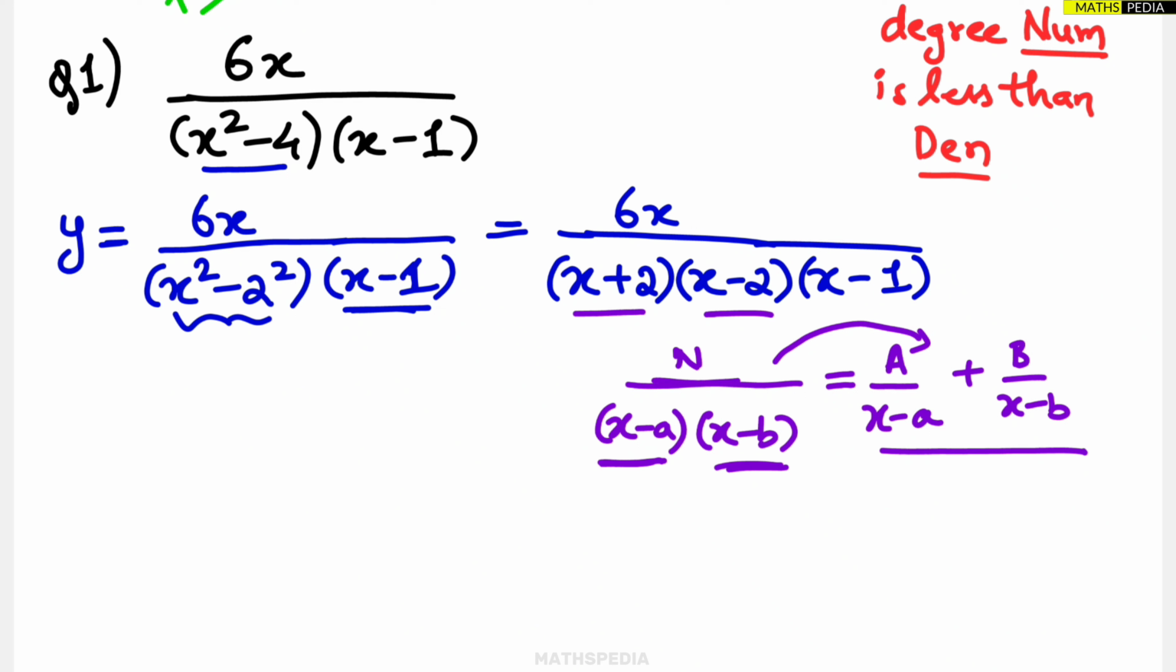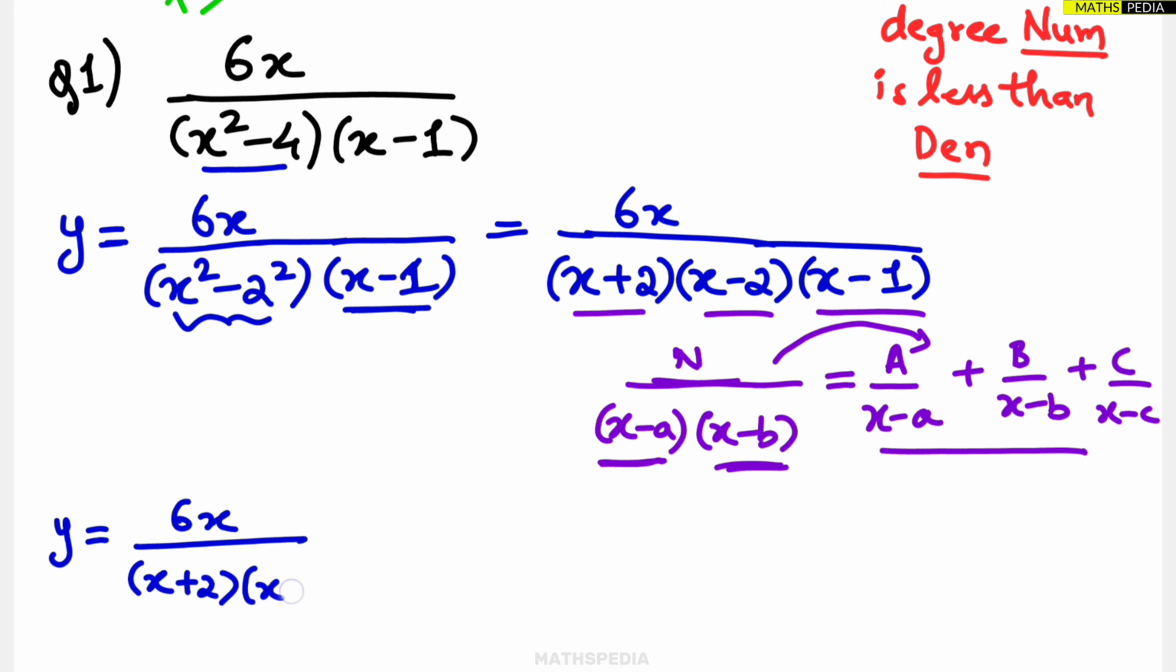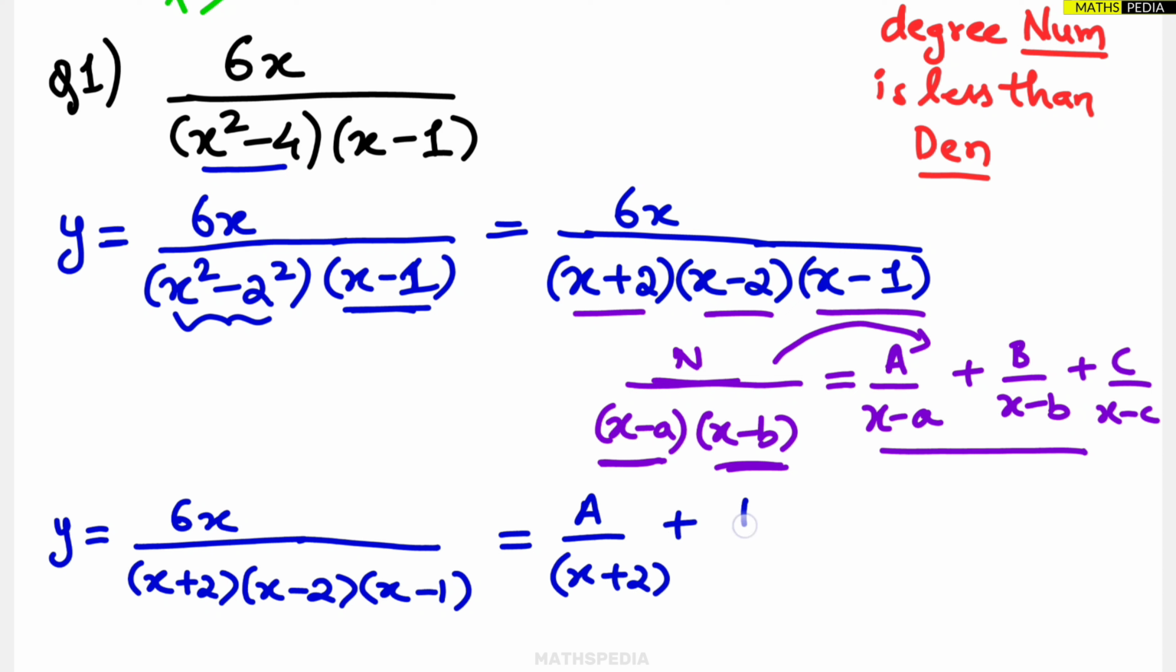The same logic will be applied here. What about the third factor? Plus c. If one more factor is there, plus c divided by x minus whatever, c is there, d is there, whatever is there, that you have to substitute. So let us write y equal to 6x divided by x plus 2 into x minus 2 into x minus 1, which can be resolved into partial fractions as a divided by x plus 2 plus b divided by x minus 2 plus c divided by x minus 1.